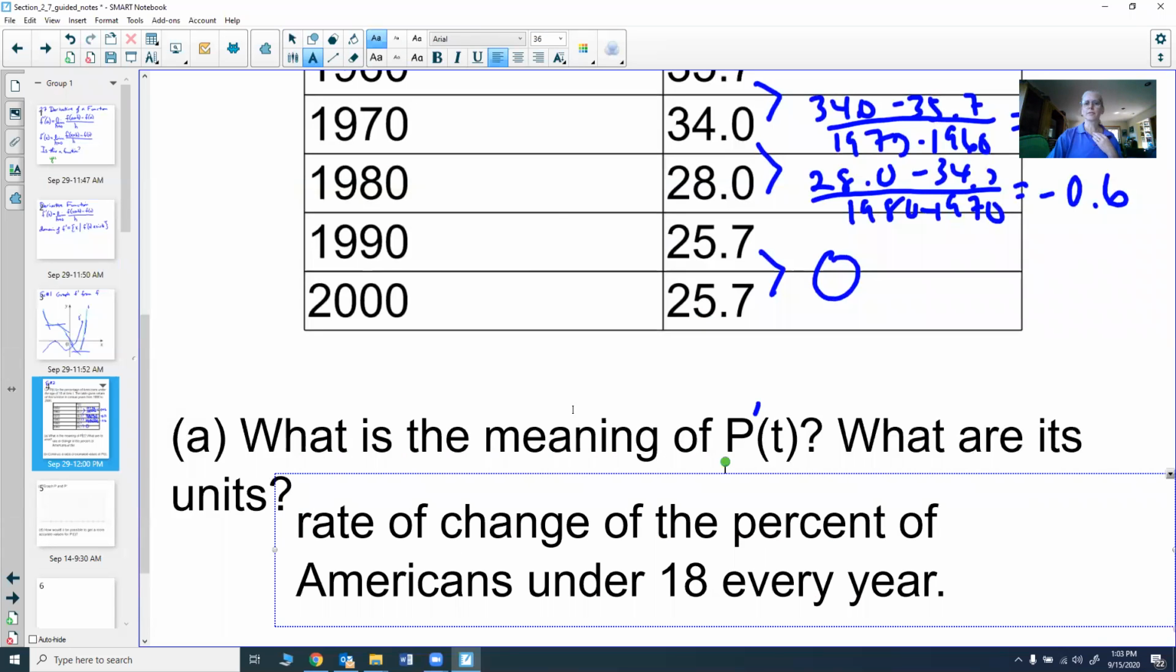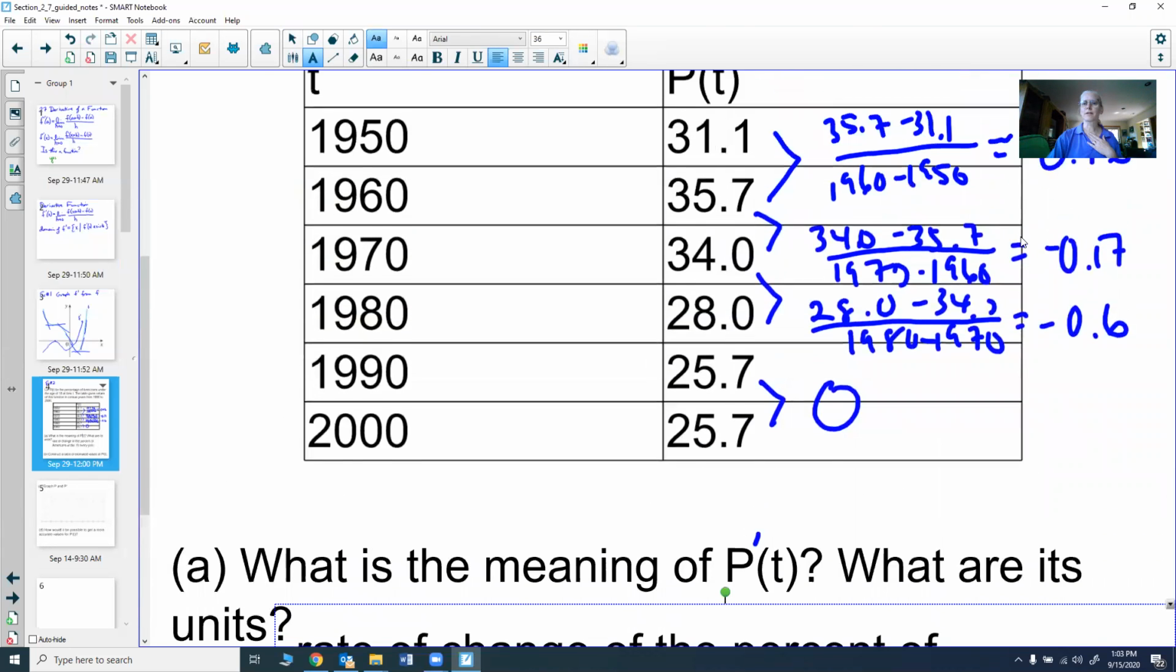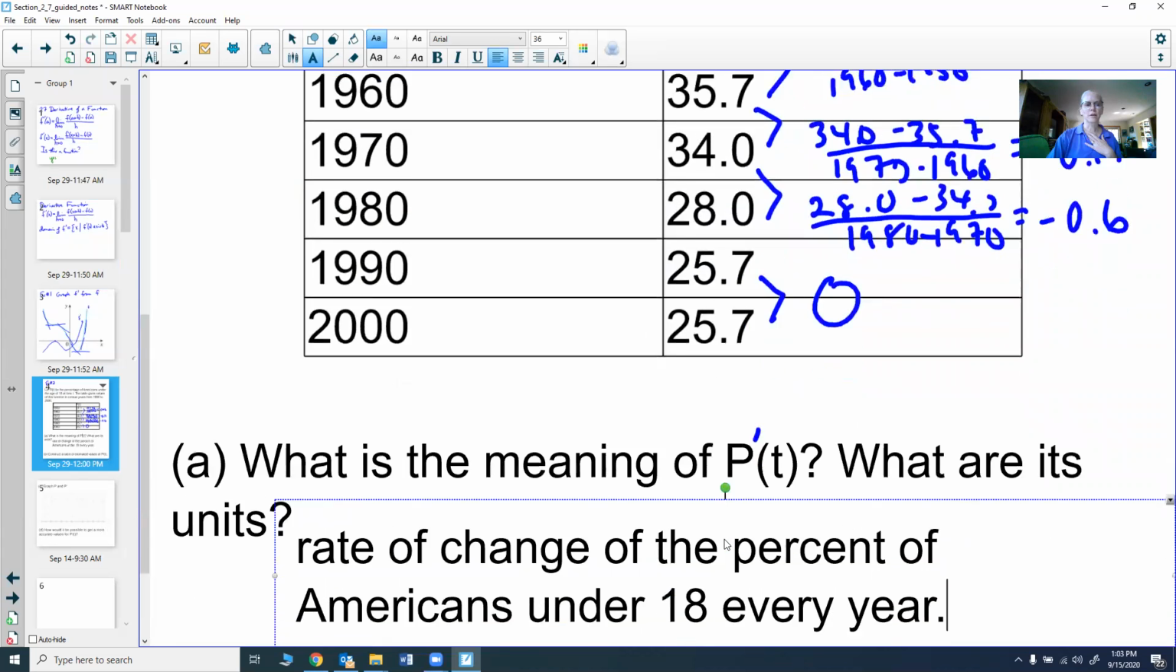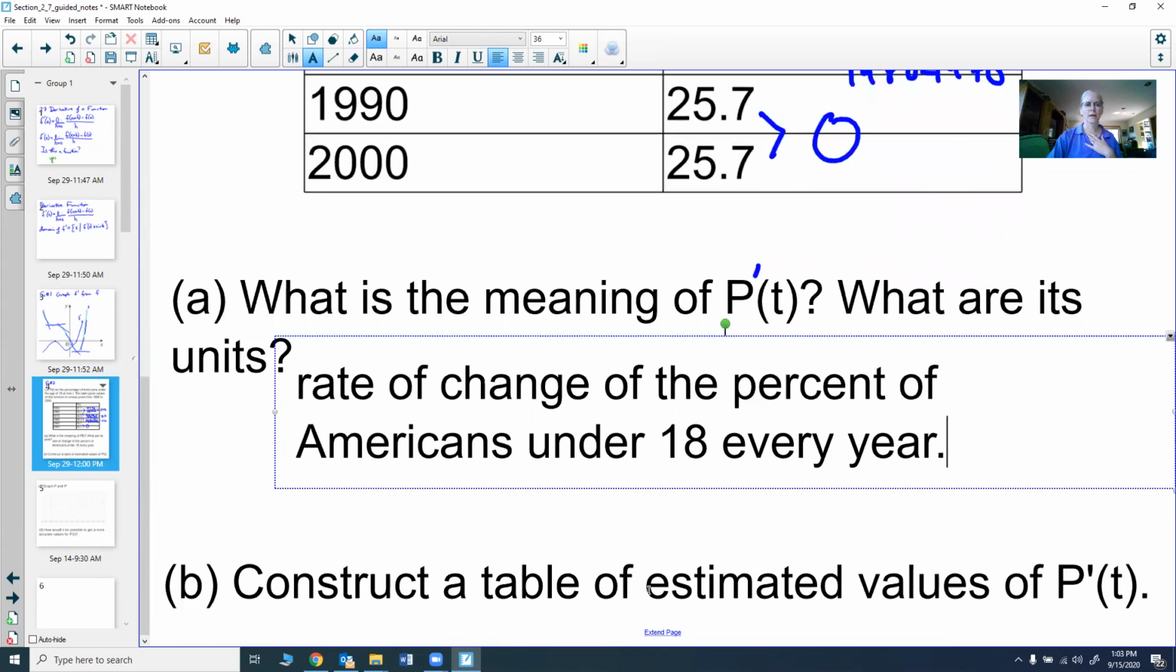So again, you notice it's getting smaller, it's negative, was positive, then it became negative, and even more negative. So it's actually becoming decreasing. We're actually getting a decreasing rate or negative rate. And it became 0. So now the rate's constant at that point. All right. So we constructed our values.